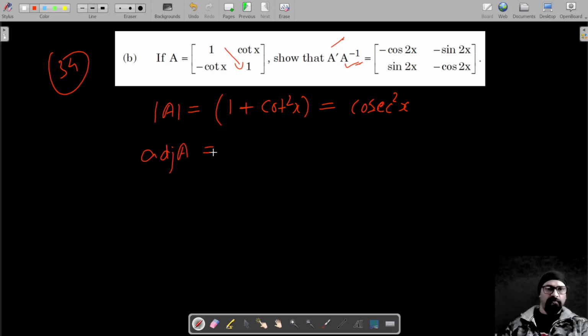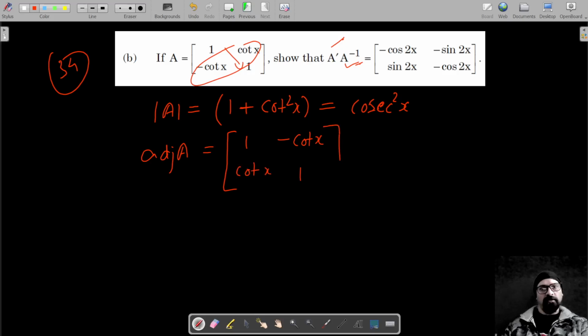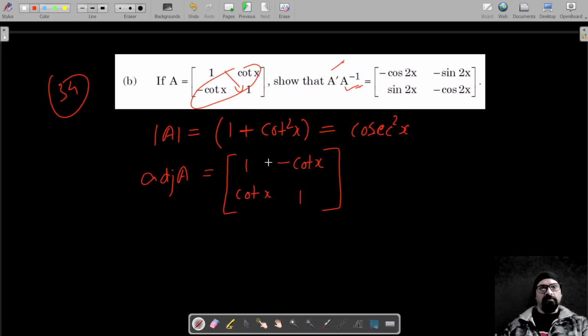All right, now let's find the adjoint of A. Because this is a square matrix of order 2, to find the adjoint of A we will just keep these elements as they are and interchange the sign for these two. So this is cot x and minus cot x. This is the adjoint of A for a square matrix of order 2.